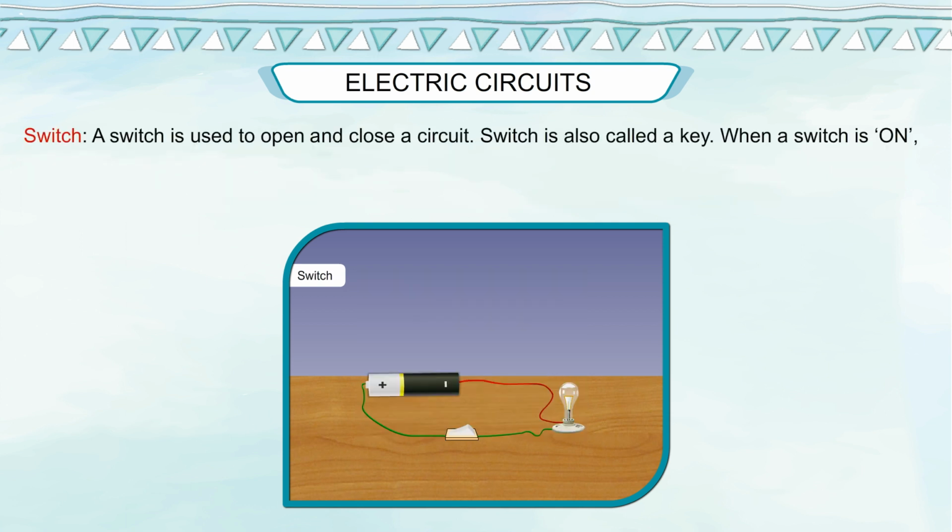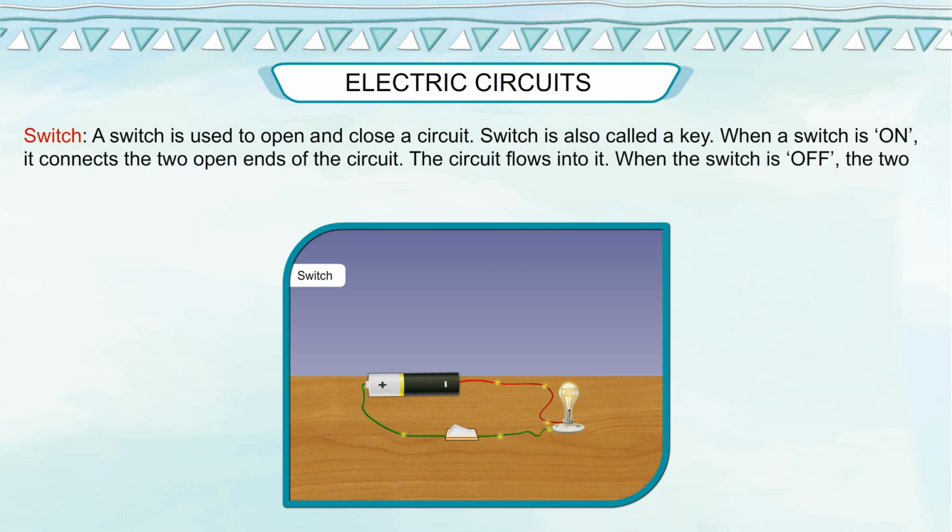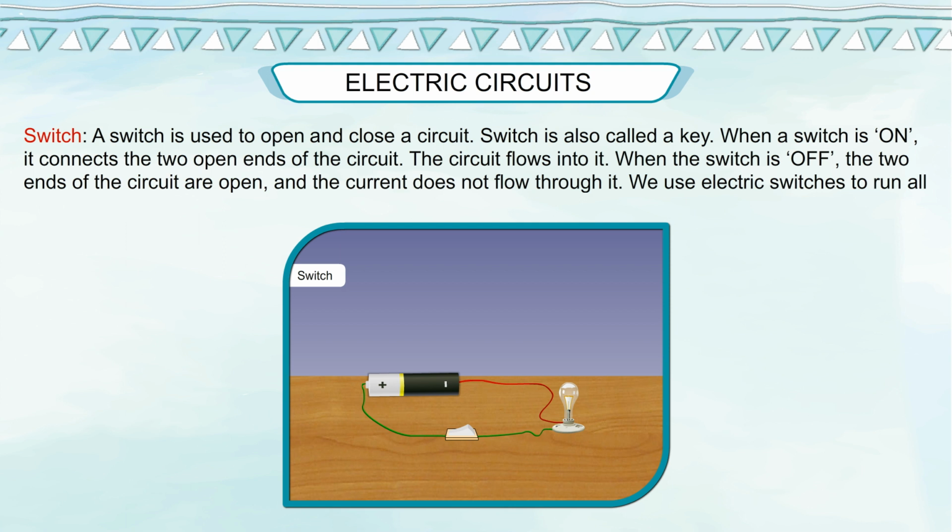Switch. A switch is used to open and close a circuit. Switch is also called a key. When a switch is on, it connects the two open ends of the circuit. The current flows through it. When the switch is off, the two ends of the circuit are open and the current does not flow through it. We use electric switches to run all devices at home.